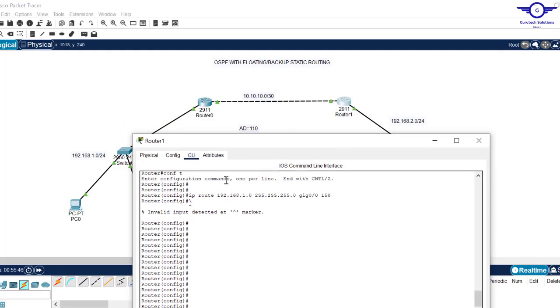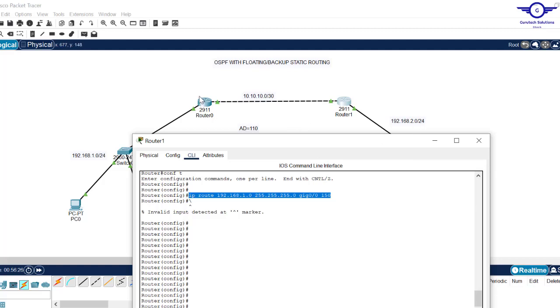So I'm telling router 1 that if you find any packet matching this destination, let it go out through this interface. We can even make it the IP address of the next hop interface, which is the IP address of this one. We can do it two ways, so you choose the one that is best suited for you. That's why I did it two ways. On the other side, I used the IP address of this interface, and on this side, I used the outgoing interface. So that's how backup routes work.